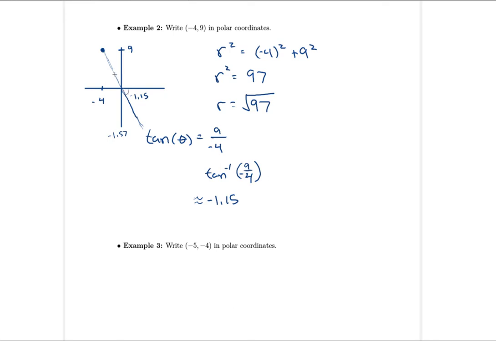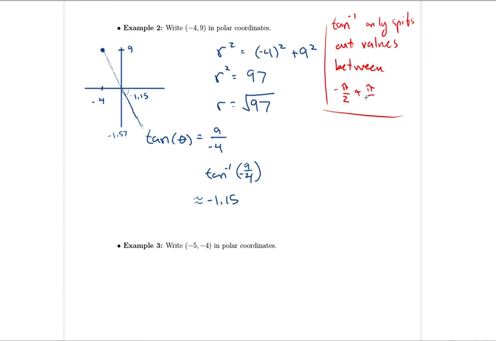So what I need us to remember is that tan inverse, we'll write this over here so we remember, only spits out values between negative pi over 2 and pi over 2.